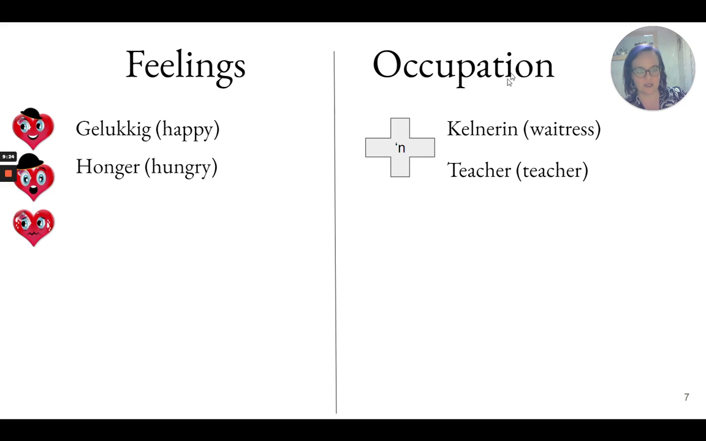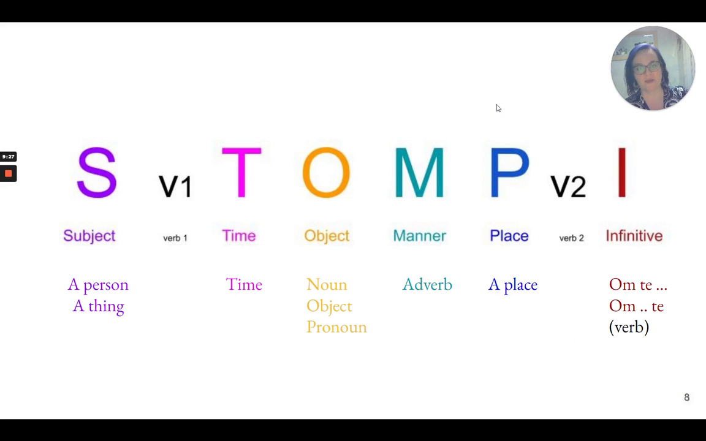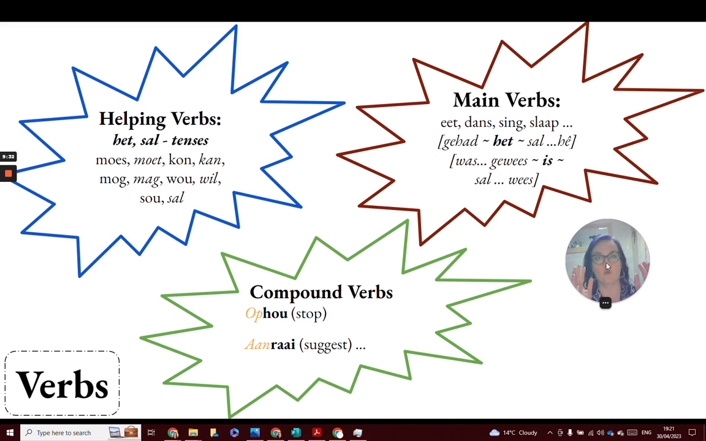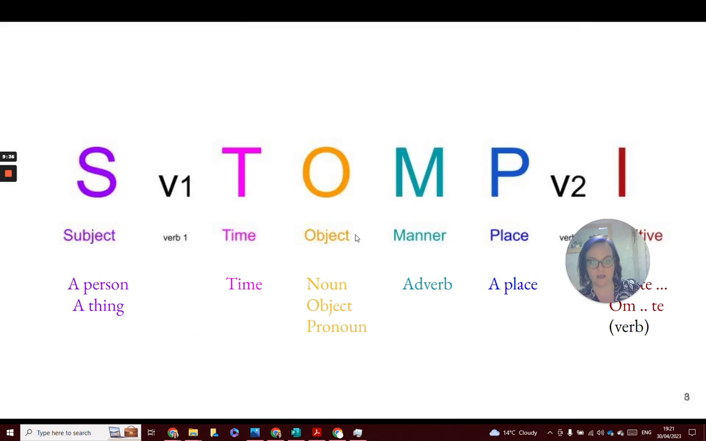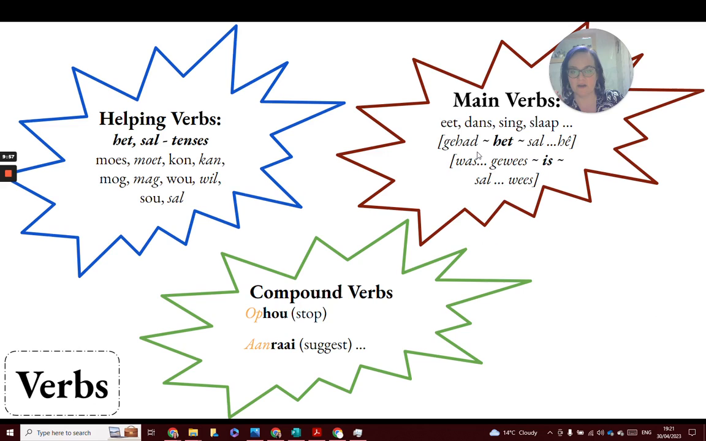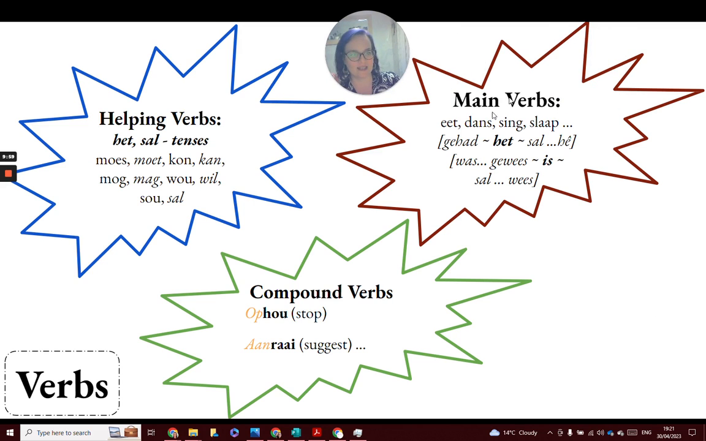So let's go back to the list of verbs. Sorry, two more examples there. You've got Stumpy, and we've looked at the main verbs. So what you should be able to do today is look at Stumpy, subject, verb, time, object, manner, place, verb 2 to infinitives, and know what they stand for. With verb 1, know that you've got main verbs, and main verbs are easy to identify, like over here on the right-hand side: eat, dance, sing and slaap, with "het" and "is". If that's what you can do for today, that's fine.